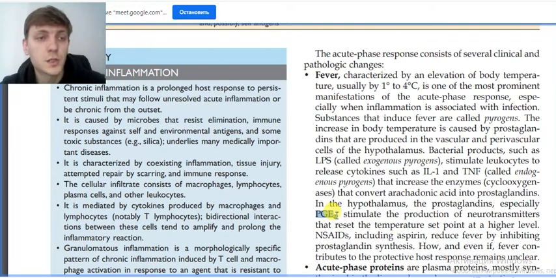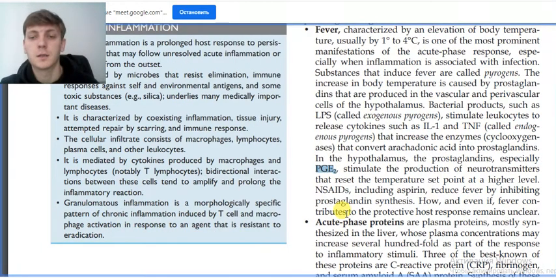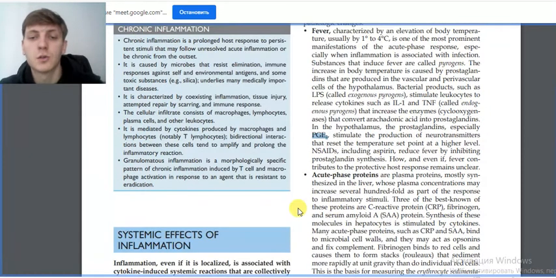And to understand it, you need to remember what NSAIDs are: non-steroid anti-inflammatory drugs. For example, our aspirin, acetylsalicylic acid. It reduces fever by inhibition of prostaglandin synthesis, and most of our NSAIDs work the same way.